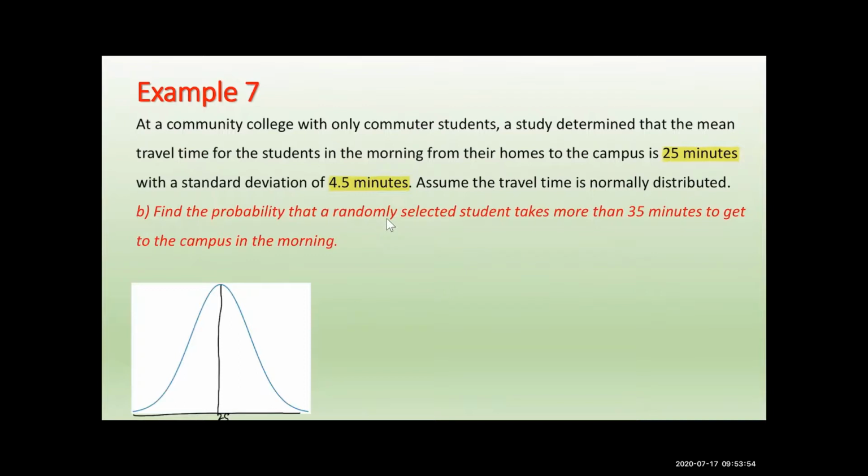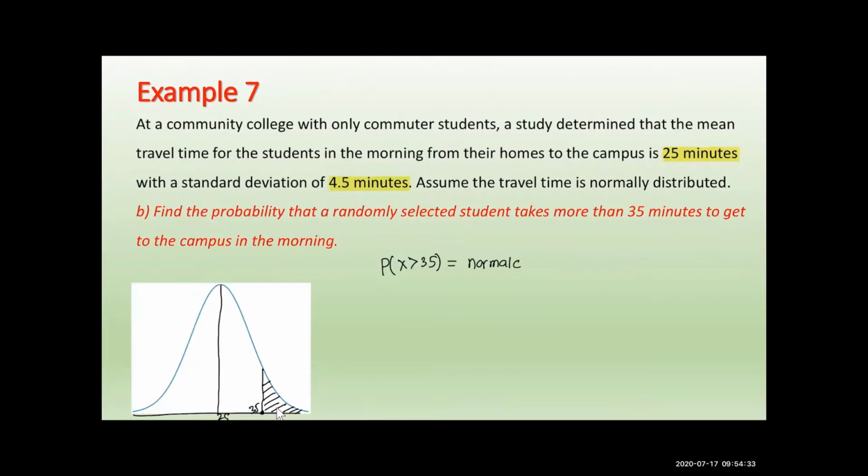We have to find the probability that a randomly selected student takes more than 35 minutes to get to the campus. 25 is here, so 35 will be somewhere there. So suppose that is 35. We want to find the probability that x is more than 35. This is the area, which we find using normal CDF in our calculator.